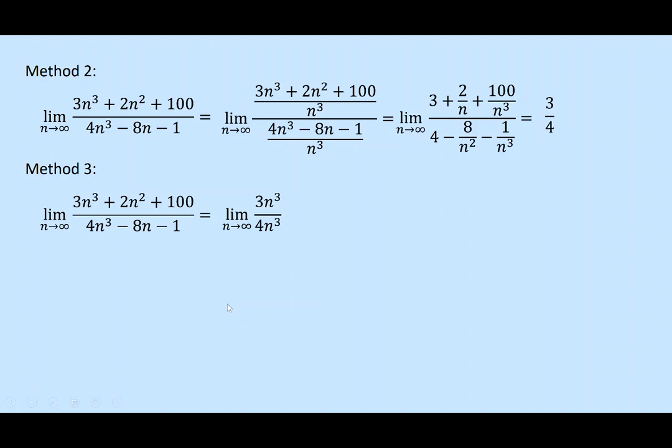Okay. Pay attention to one thing. I am not saying 3n cubed plus 2n squared plus 100 over blah blah blah is equal to 3n cubed over 4n cubed. That's not what I'm saying. All I'm saying is the limit of this is equal to the limit of that. So those are two completely different claims. Okay. All right. So we have 3n cubed over 4n cubed. Now the n cubes cancel. The limit of that would be 3/4. That's the idea. And I like this method a lot better.